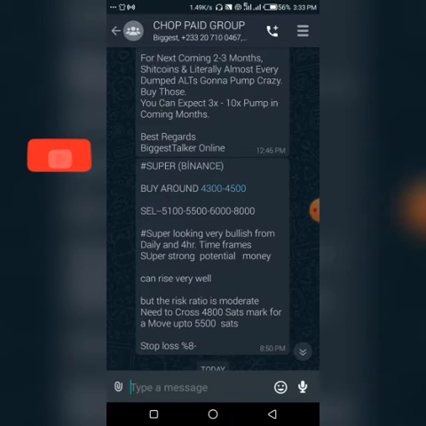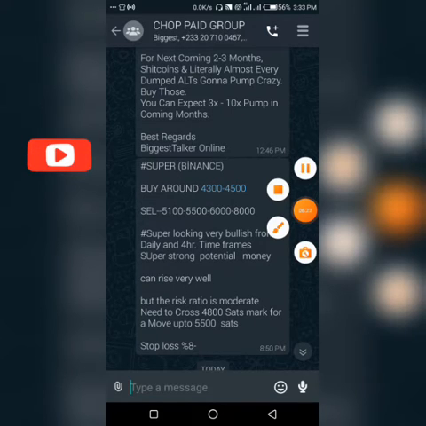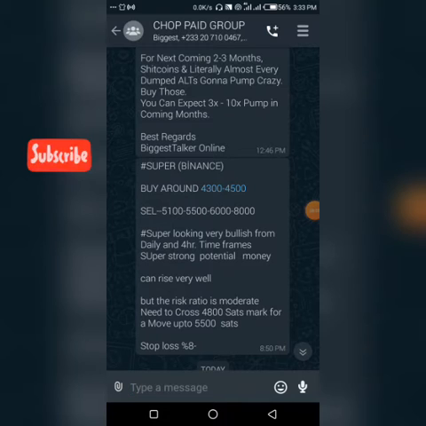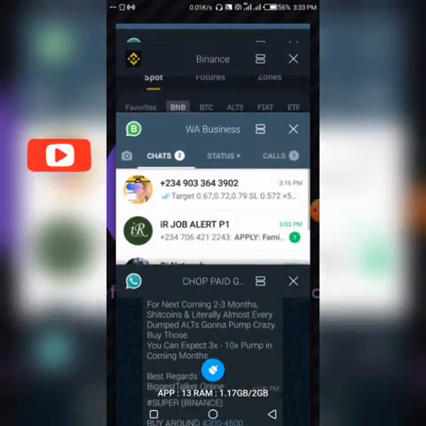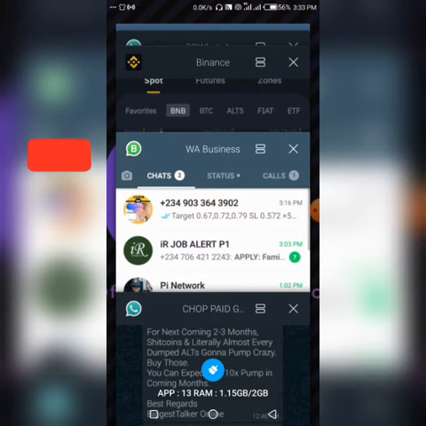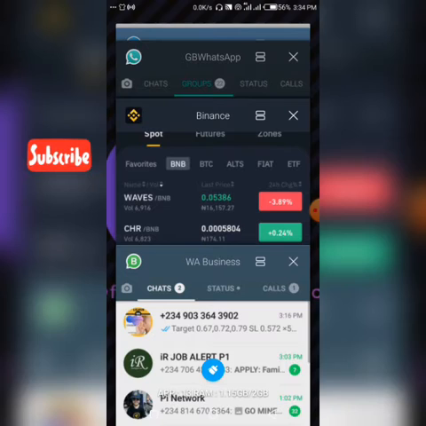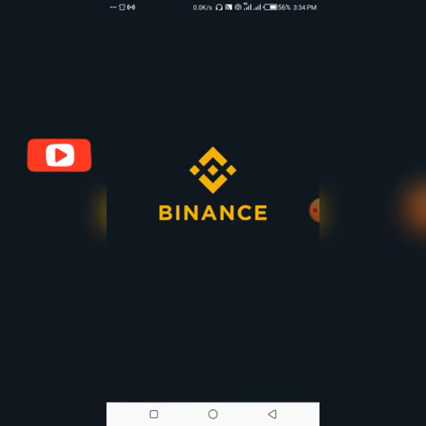What this means is that we can buy once it is in the range of 4,300 to 4,500, then we can sell it when it is around 5,100 to 8,000 satoshis. So now we are going back to our Binance app to place the trade. At least we've received the signal. We just received this signal to buy Super, so we'll have to go to our Binance app and search for this project.